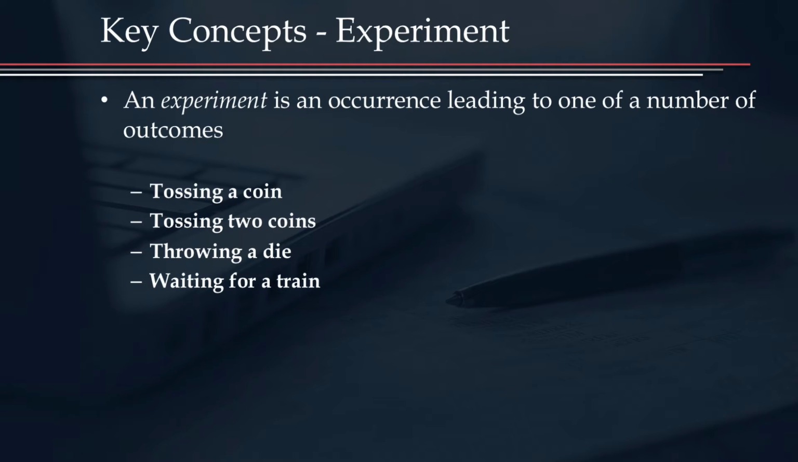Waiting for a train is a more important outcome, where you're interested in the amount of time you have to wait. And finally, selling a fashion good over a short season could be viewed as an experiment in which the outcomes are the number of people who purchase this good.